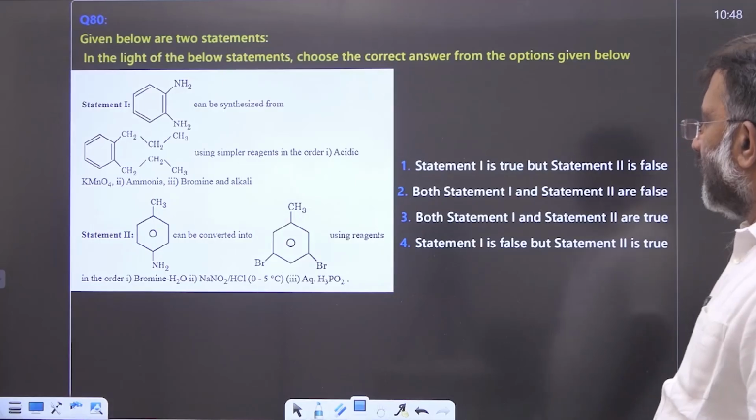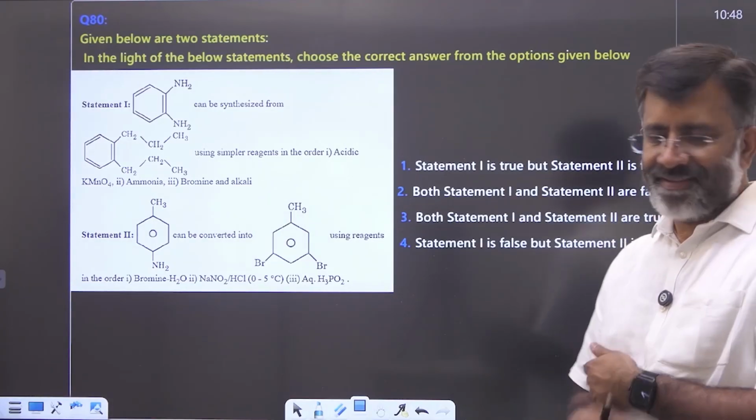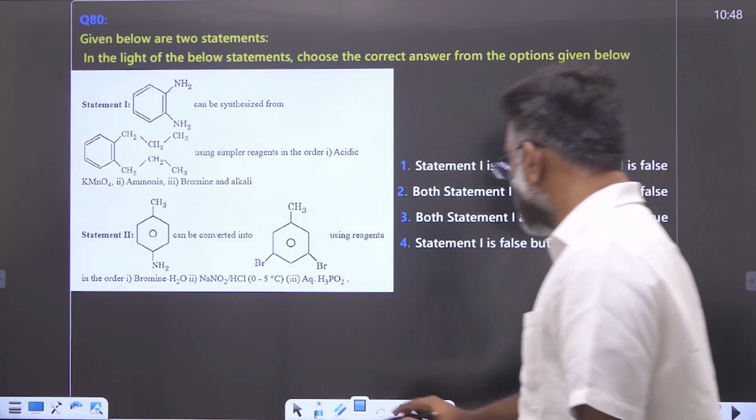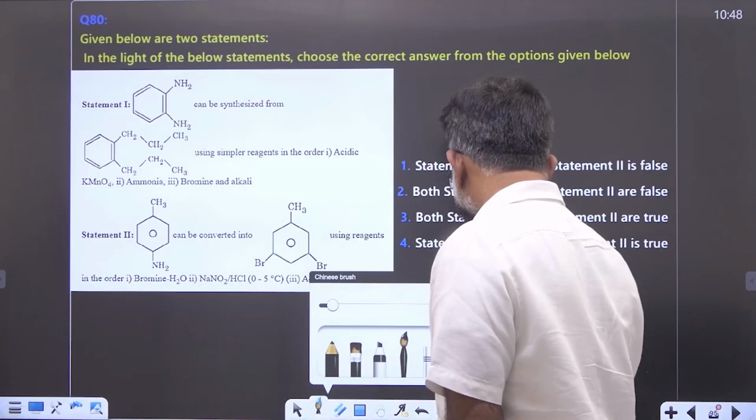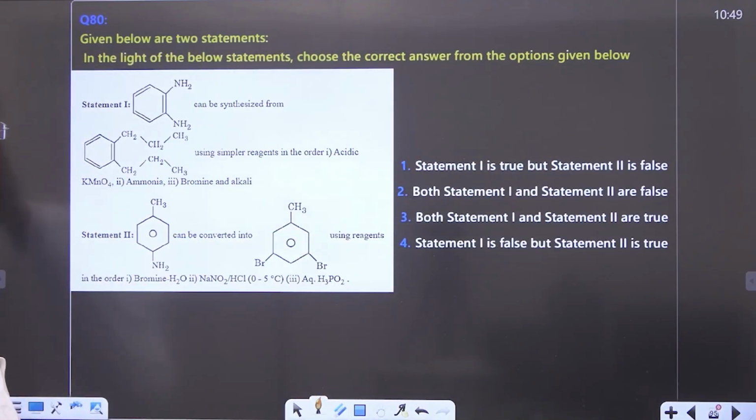Question number 80, again a statement based question. Two statements are given. Let's analyze the statement. First one. You have 1,2-diamine, benzene 1,2-diamine, synthesized from this molecule using similar reagents in the order acidic KMnO4, ammonia, bromine, alkali.